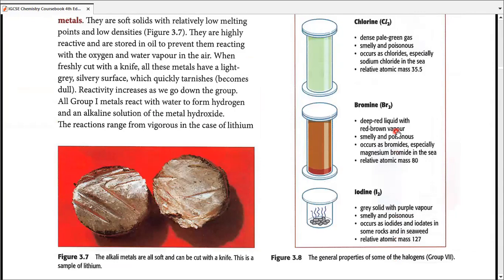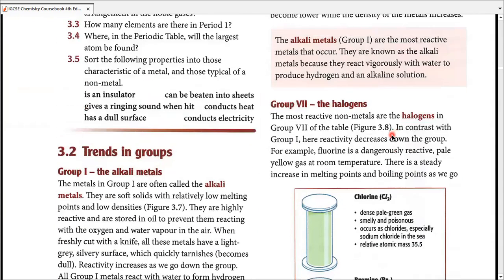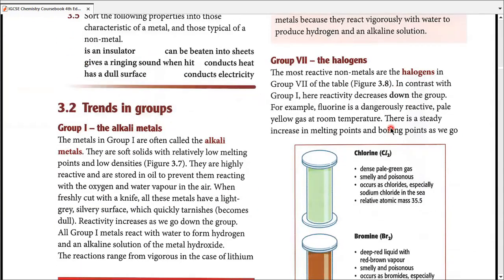So group 7, the halogens. We call group 7 the halogens. The names that I've been using since now: I am calling group 1 alkali metals, group 2 alkaline earth metals, and group 7 halogens. These are the common names of the entire set of elements that exist in here.